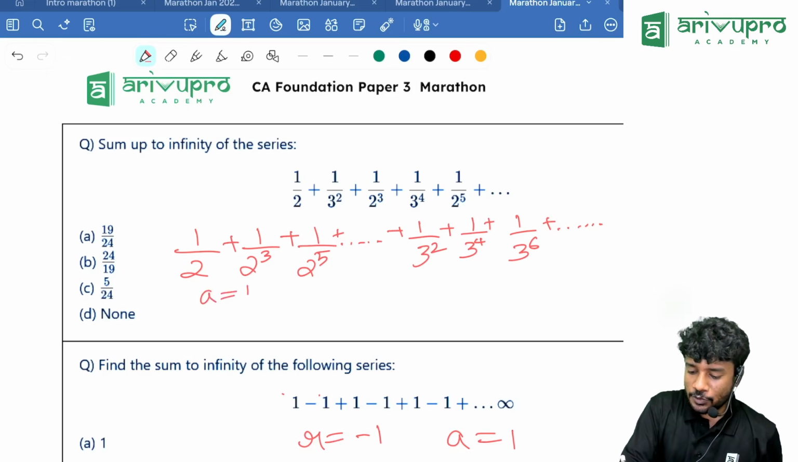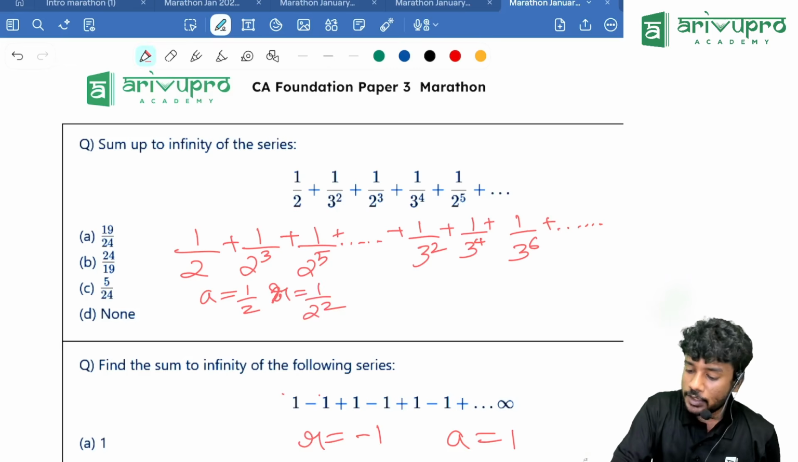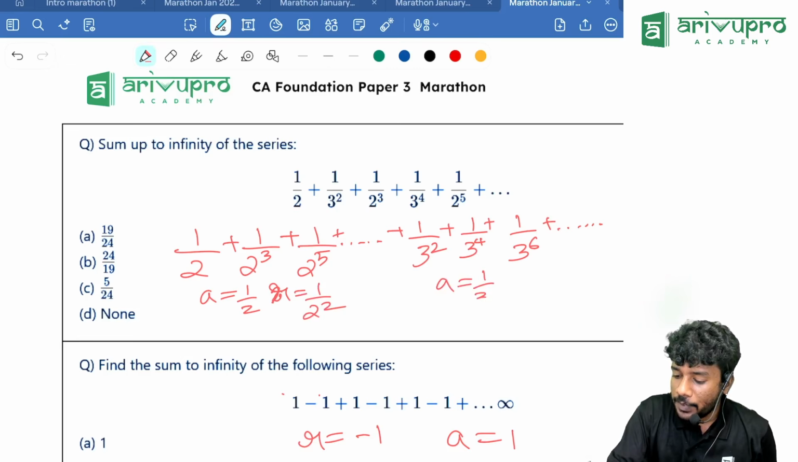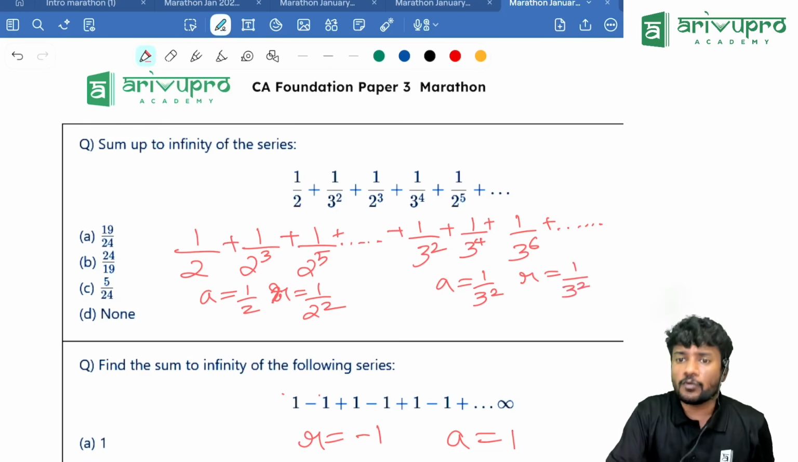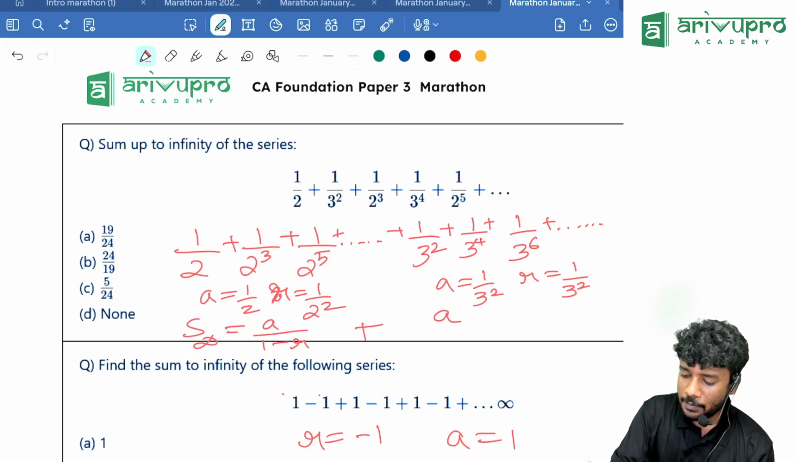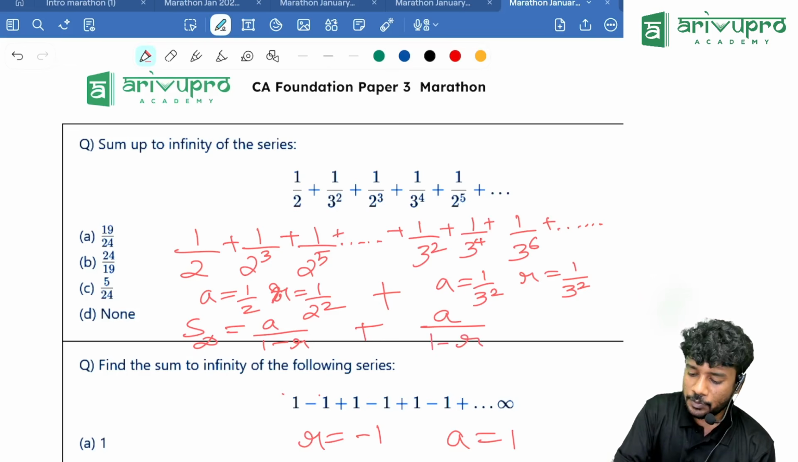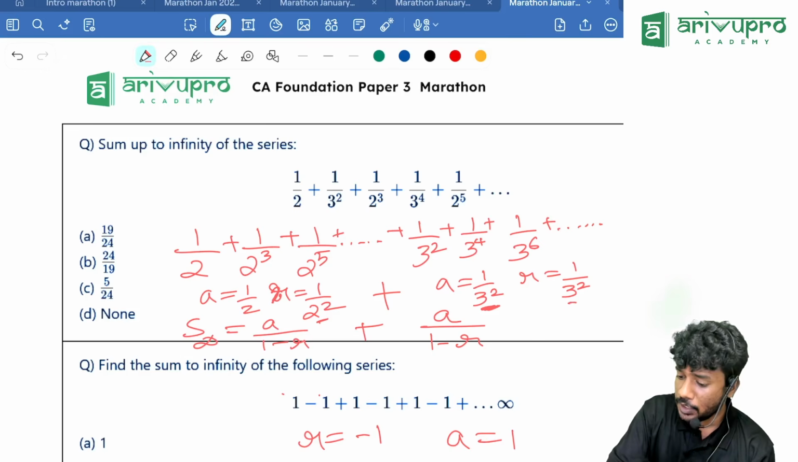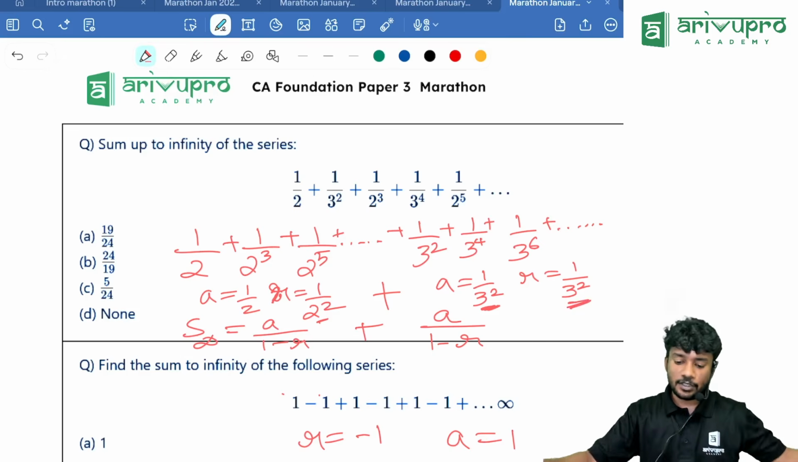This one has A equal to 1 by 2, and the common ratio is 1 by 2 square. Here the first term is 1 by 3 square, and the common ratio is 1 by 3 square. How did you get 1 by 3 square? 1 by 3 raised to 4 divided by 1 by 3 square will be 1 by 3 square. Which formula? S infinity is equal to A by 1 minus R, plus we need to add both, A by 1 minus R. Instead of A put 1 by 2, instead of R put 1 by 2 square, then instead of A here you put 1 by 3 square, and here you put 1 by 3 square. At the end of the day you will get the answer.